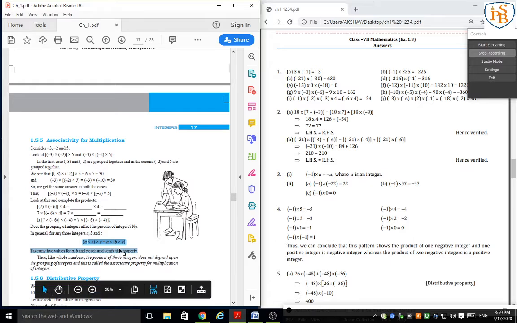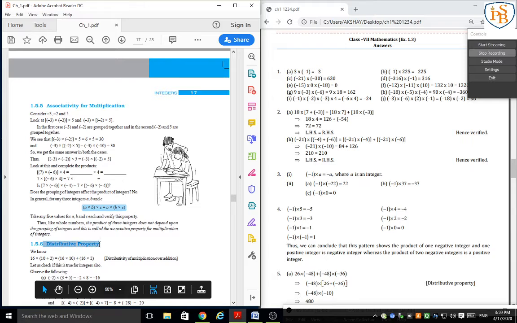But what will happen? Does the grouping of integers affect the product of the integers? No, because in general, for any three integers a, b and c, if the integers are the same, then in any way, or by changing their order of place, the answer of the multiplication will always be the same.